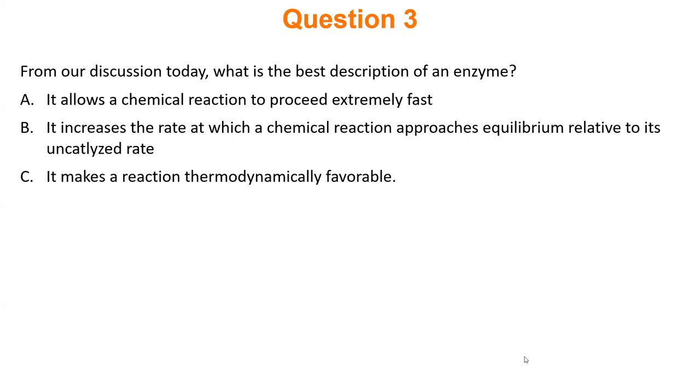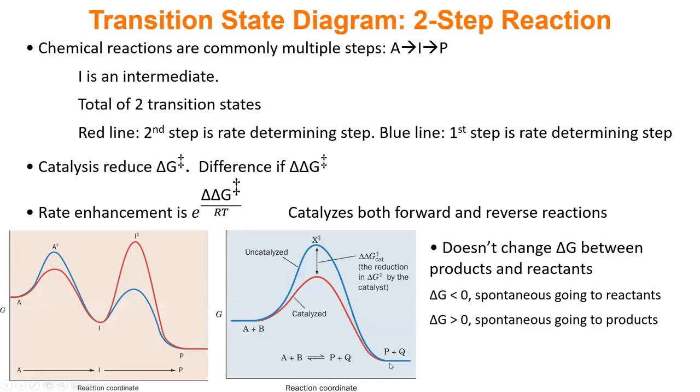It is B, speeds up our chemical reaction, or it speeds up how fast we get to equilibrium. A catalyst doesn't necessarily make something go extremely fast. It just makes it go faster compared to the uncatalyzed rate. It does not change thermodynamics. Thermodynamics is delta G of a reaction, and we just looked at on this right-hand plot, delta G never changes, catalyzed versus uncatalyzed. You only change the transition state.